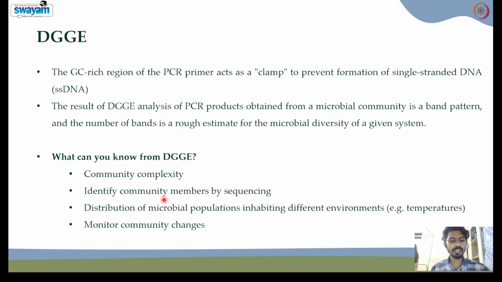Then you can identify the community members by going further with sequencing using advanced sequencing methods. Then you can also understand the distribution of the microbial population inhabiting different environments. And moreover, in real time, you can analyze the changes that are happening in the microbial community. So these are some of the information that you can get from the DGGE.